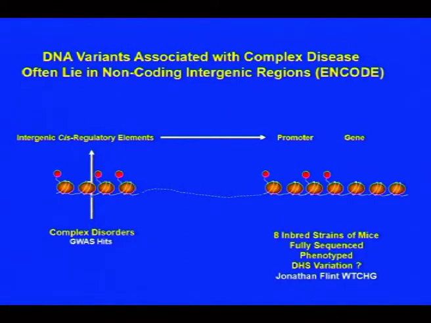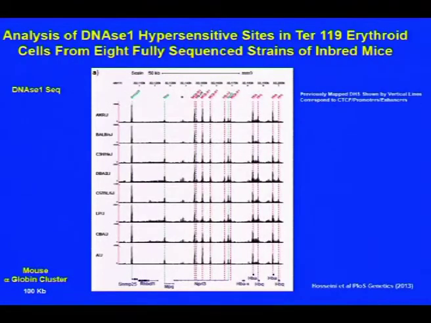And so we did a study in which, rather than using a human population, we wanted to use a good experimental model to answer this question. And what we did was to use 8 inbred strains of mice that had been fully sequenced and phenotyped, and wondered if they showed variation in hypersensitive sites. So this, again, shows you that we've done the same experiment now. We've looked for DNase hypersensitive sites, and we've looked for them in 8 inbred strains of mice.